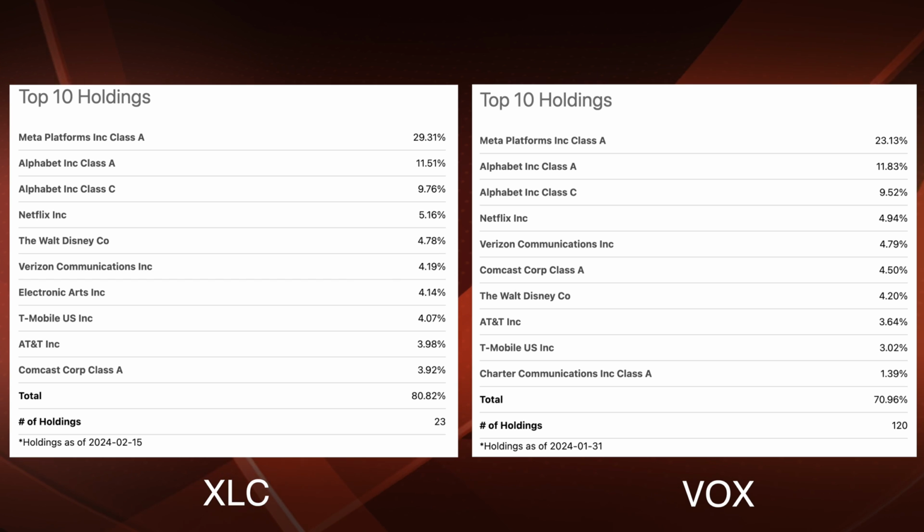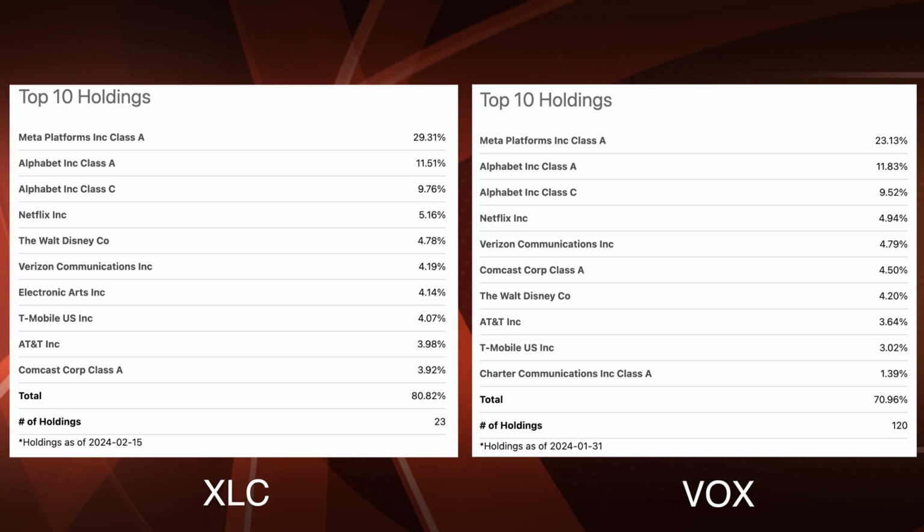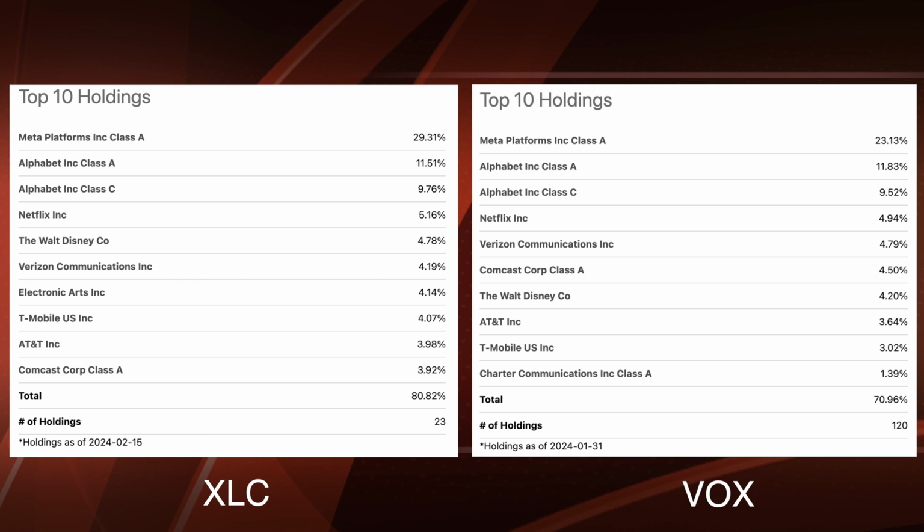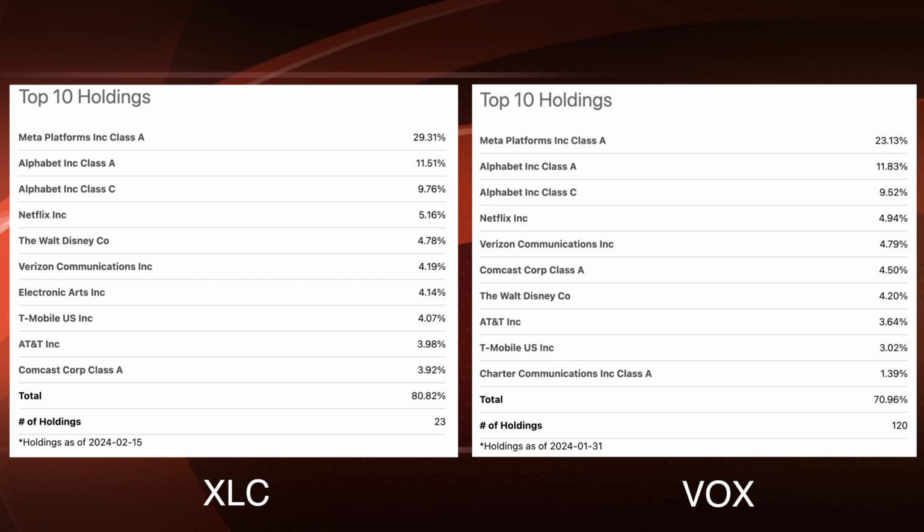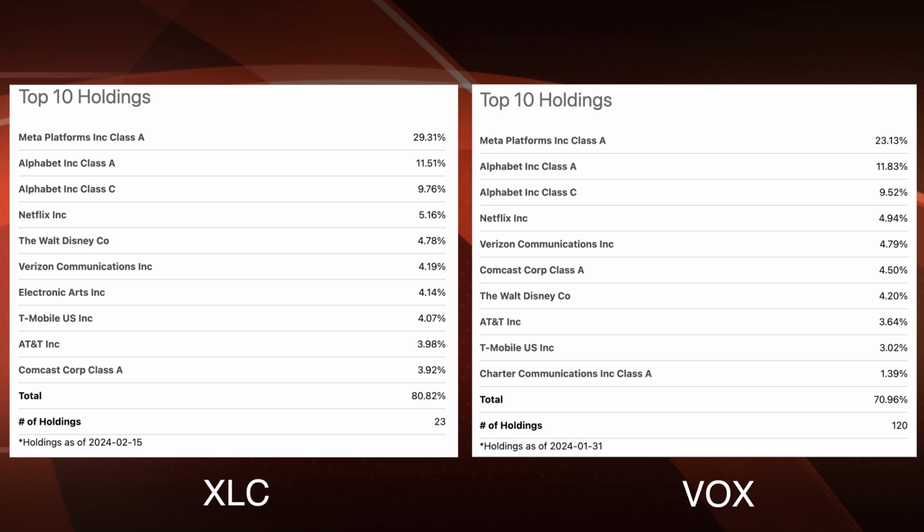In total, XLC has 23 positions. VOX has 120 positions. So it really comes down to, again, exposure and how many holdings, how wide of a net you want to cast when it comes to communication services.